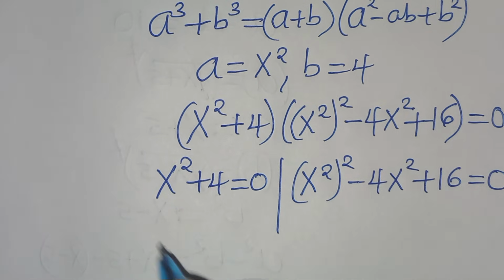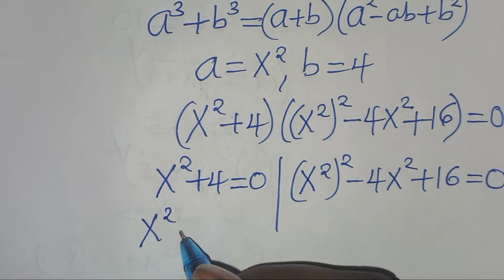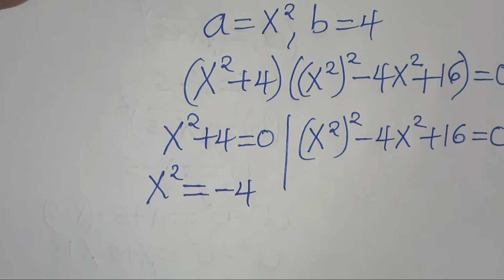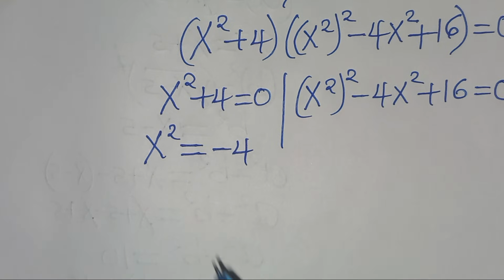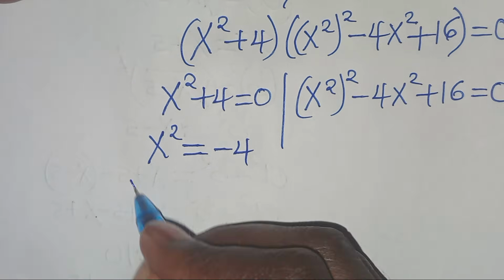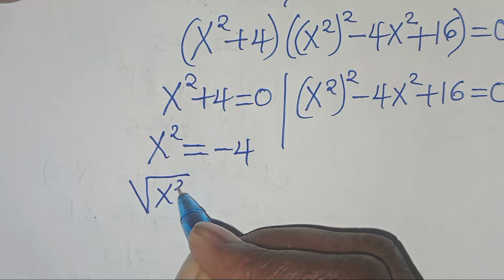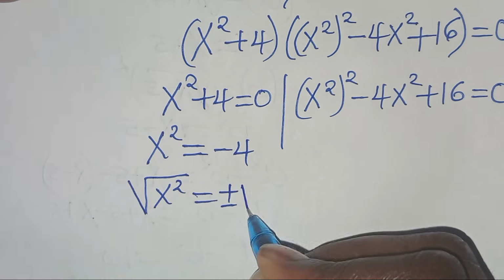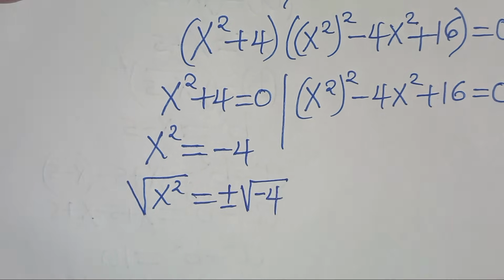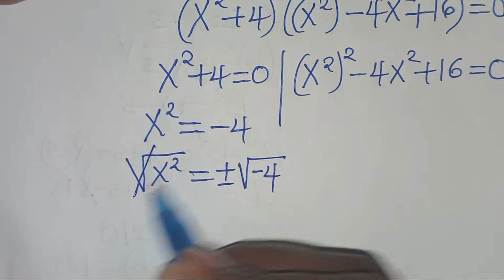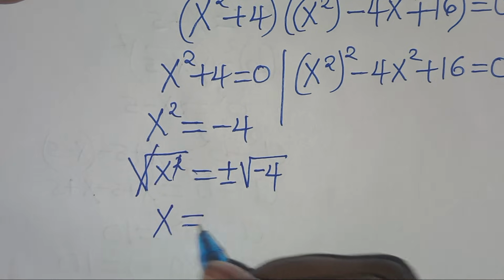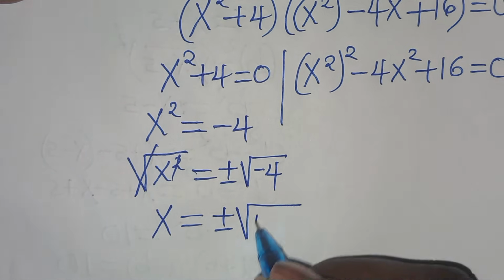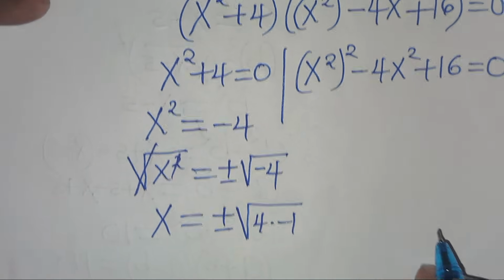From the first part here, we have that x squared is equal to negative 4. Now this means that to solve for x, let's introduce a square root on both sides. We have the square root of x squared equal to plus or minus the square root of negative 4. So let's eliminate the square root sign here. This means that x is equal to plus or minus the square root of negative 4, which you can express as 4 times negative 1.